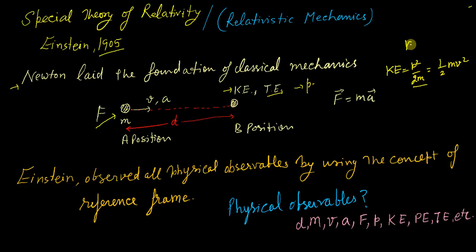If you put the value p equal to mv here, you will get 1 by 2 mv squared. So all these parameters are important to define the mechanics, and that mechanics was first of all defined by Newton in a proper way.